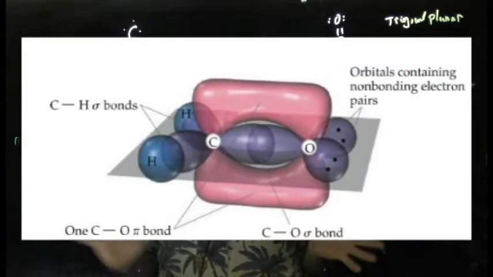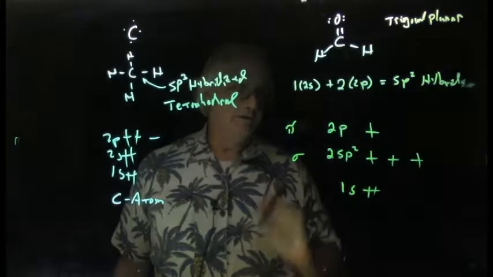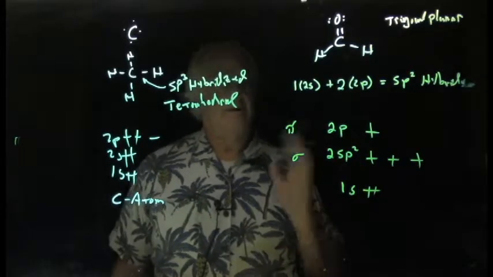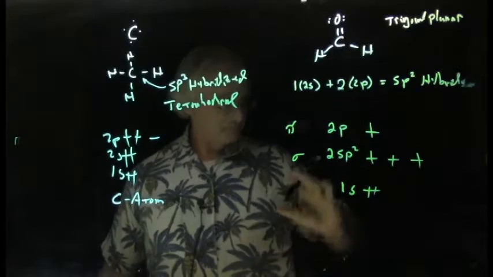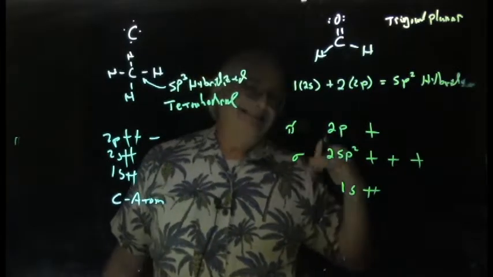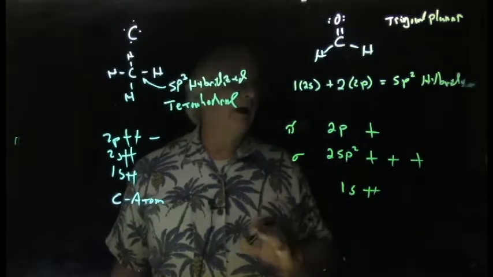And you learn that pretty readily. Single bonds are always sigma bonds. Double bonds are a sigma and a pi. Triple bonds, a sigma and 2 pi, 2 unused p orbitals. And so it's easy enough to memorize the rules.